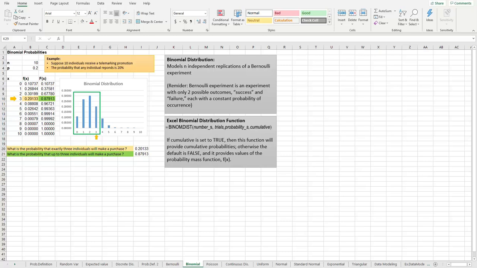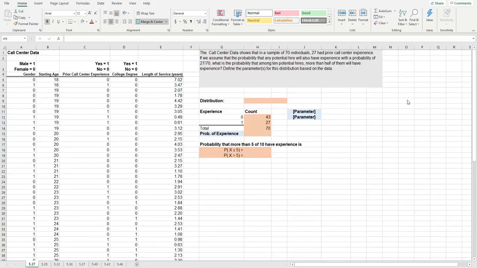Now, to further illustrate this, we can do some problems in Excel. Here we have a call center data table that shows a sample of 70 individuals, 27 of which have had prior call center experience. If we assume that the probability that any potential hire will also have experience is 27 over 70, what is the probability that among 10 potential hires, more than half of them will have experience? Define the parameters of this distribution based on the data.